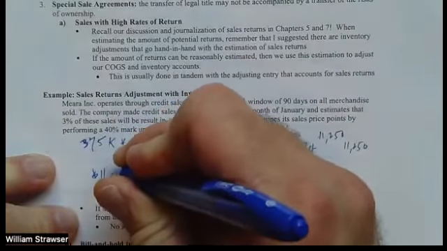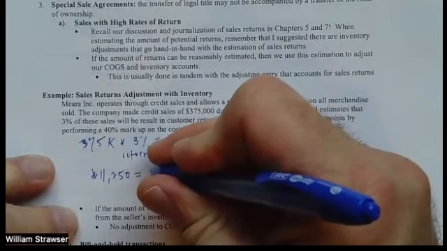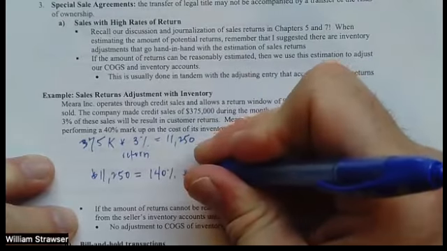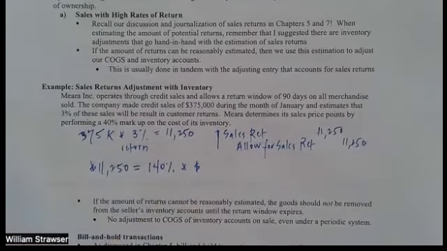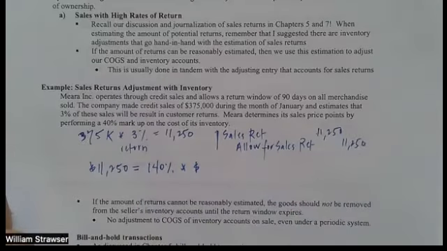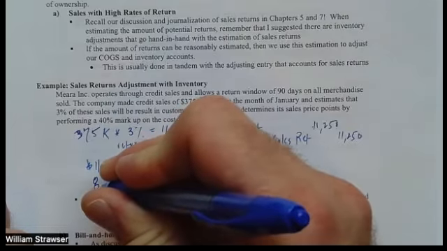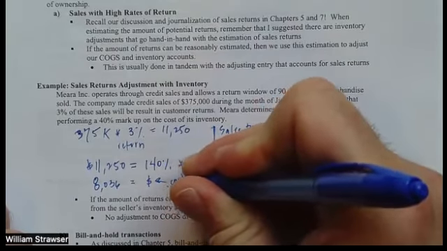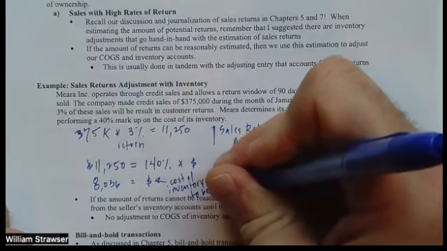So 11,250, using the old trick my fourth grade teacher taught me, equals 140% of, which becomes a multiplication sign, and we have a dollar value because it's a 40% markup on the dollar value of our item. And so in order to find out the dollar value, I divide 11,250 by 1.4, and I get a little bit of a messy number. So I'll just round that: the dollar value should be $8,036. So this is the cost of inventory estimated to be returned.